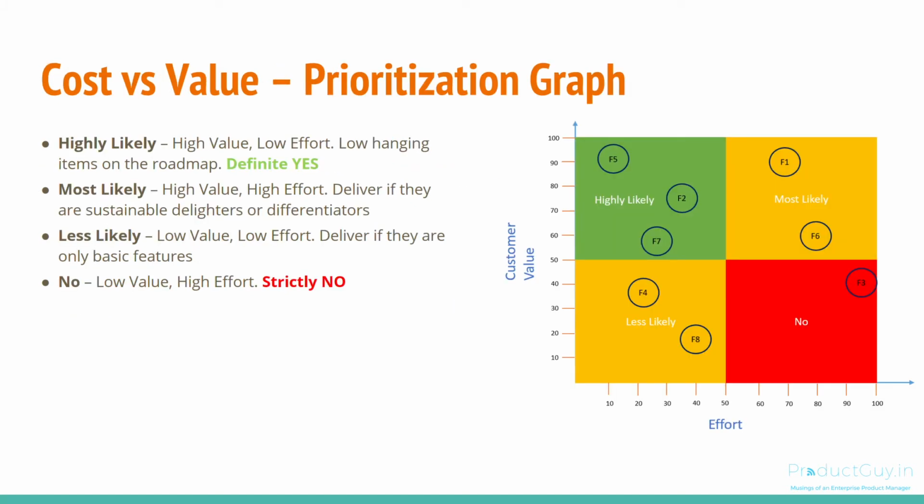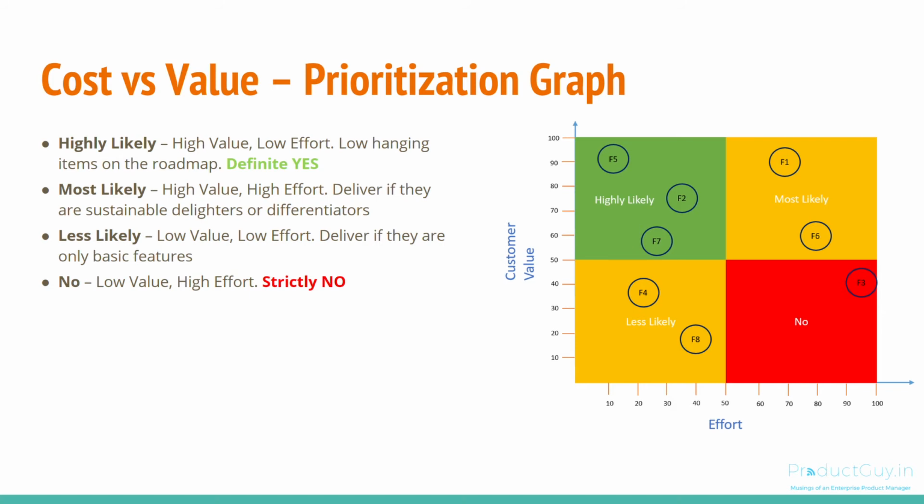After calculating both the cost and the value of every feature that is fighting to get a slot in the upcoming release, plot a graph as shown to categorize features into 4 categories: highly likely, most likely, less likely, and no. Features in highly likely will get a slot in the upcoming release, while features in the no quadrant are a strict no. It is a no-brainer. There is no value in delivering features that are high on effort and low on delivering customer value.